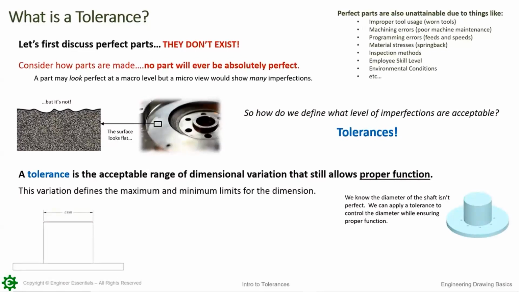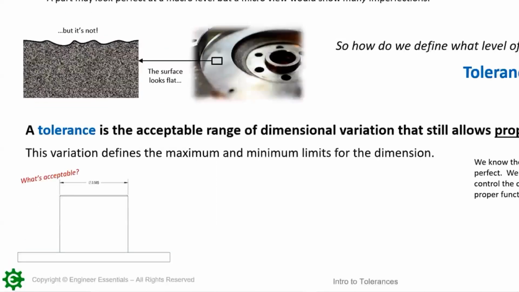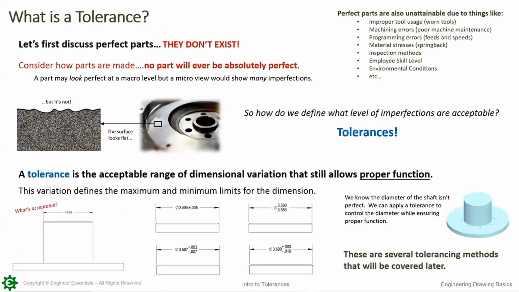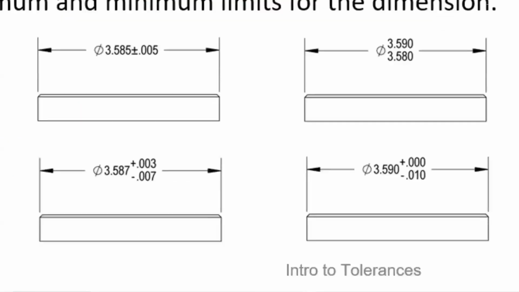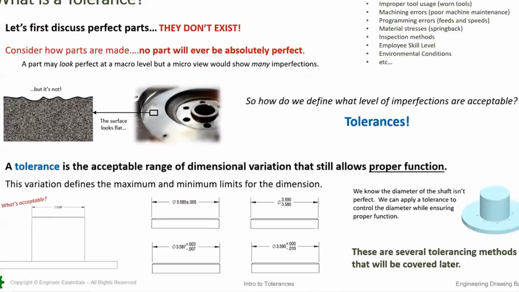We do that by putting dimensions on our parts like this. Now, this still does not have a tolerance to it. To start, we are just saying that the perfect or the ideal would be this 3.585. But we still need to know what is acceptable here. Here are some examples of ways that we're adding tolerances now to our ideal part. We're showing what is functionally acceptable, or what the manufacturing limits are for this diameter. These are several tolerancing methods that we will be discussing later, but it's important to know that we're putting limits here on this part. Now we know what is acceptable here.